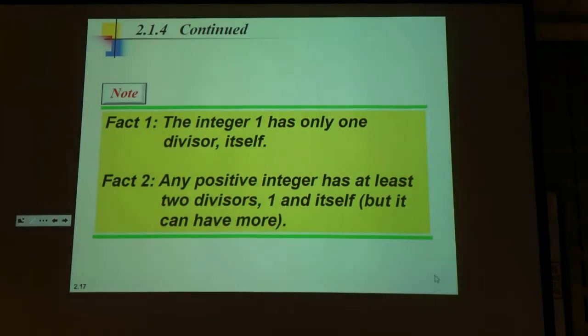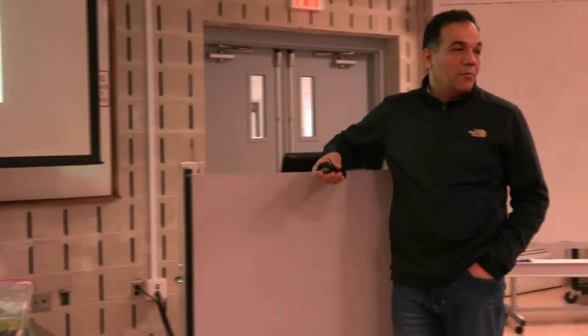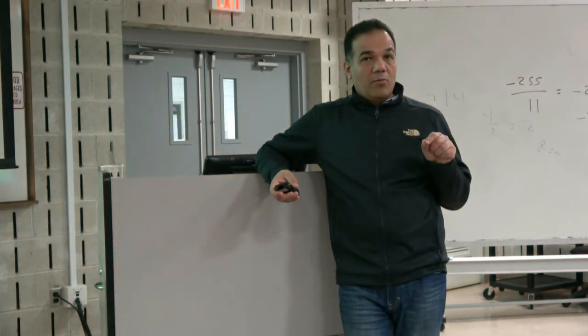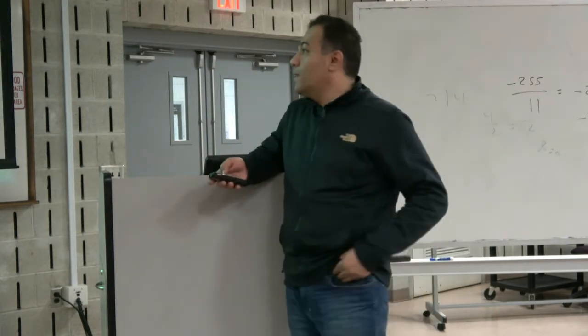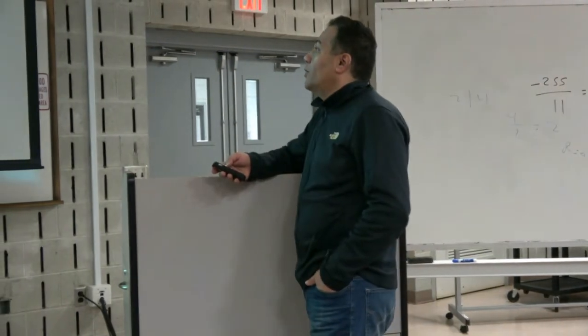So, fact 1, the integer 1 has only one divisor. You agree? Itself. Any positive integer has at least 2 divisors, one and itself, but it can have more. So any integer can divide itself and can be divided by 1. What do we call it if it can only be divided by itself and 1? A prime number. If there is another number, then it's not prime, right? But at least every integer will divide itself and can be divided by 1. You agree?